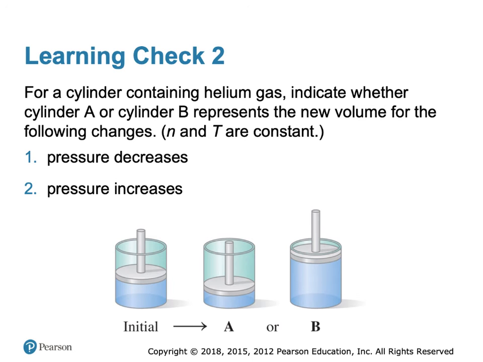For a cylinder containing helium gas, indicate whether cylinder A or cylinder B represents the new volume for the following changes. So again, we're going to keep the amount and the temperature constant. When the pressure decreases, that means we have an increase in volume. So number 1 should be choice B. When the pressure increases, we should have a decrease in volume, and that is represented by picture A.